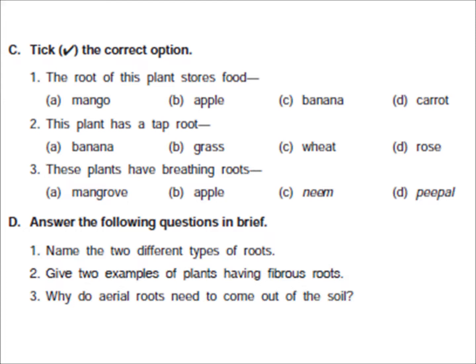Now the next question. Answer the following questions in brief. Brief means you have to write the answer in 1 or 2 lines. Not long answers, only short answers you have to give here. So the question is, name the 2 different types of roots. Second one, give 2 examples of plants having fibrous roots. Third one, why do aerial roots need to come out of the soil? I think all of you can solve it and you will show me your answers.